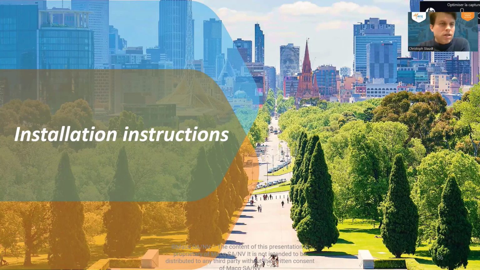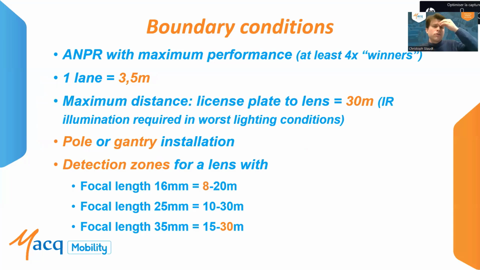So, installation instructions. First of all, the boundary conditions. What do we see as a good, targeted installation? It should ensure high performance, and that means that for each vehicle we have at least 4 pictures which are winners. That means great pictures, where we can see everything very properly, and where we need to choose one. At least 4 pictures, but normally we have even more winners. But this is the minimum requirement.